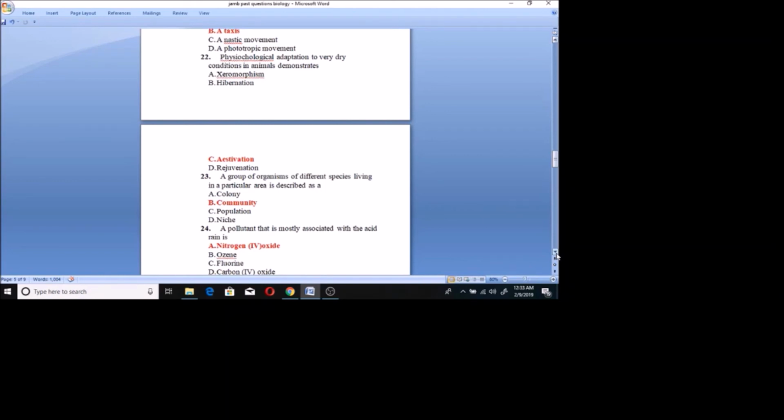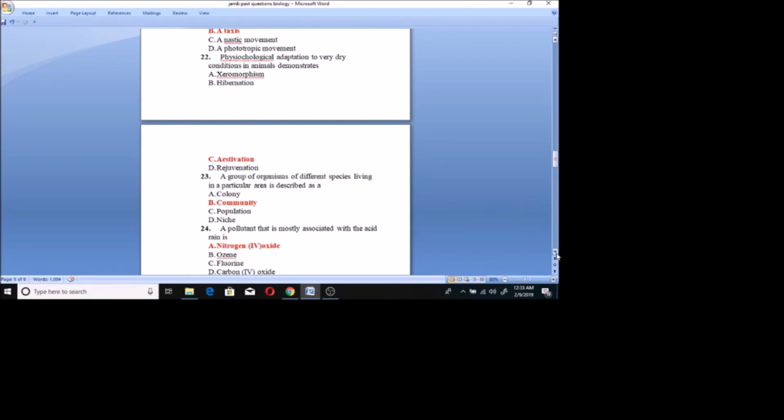Now let's look at 30. Circulation in a mammal is said to be double because: A. it passes twice through the heart in a complete circuit, B. it moves in both arteries and veins, C. it circulates in both the heart and other organs, D. the heart contains atria and ventricles. Answer is A. It passes twice through the heart in a complete circuit.